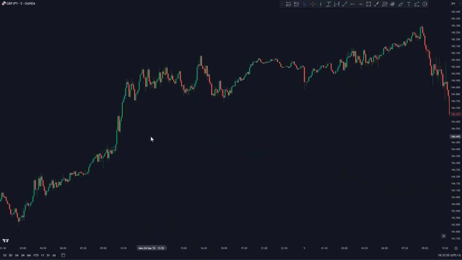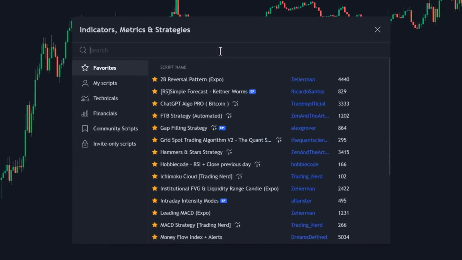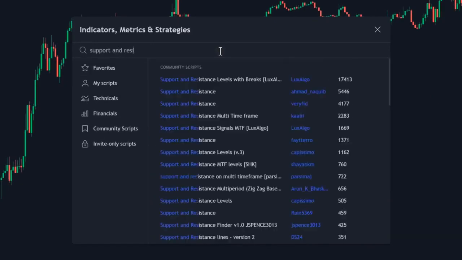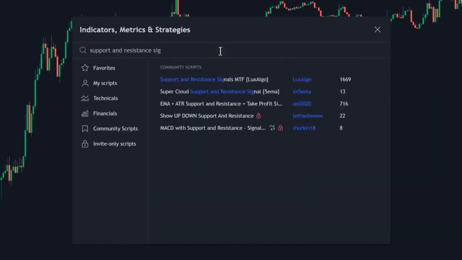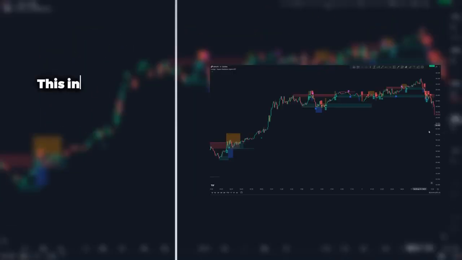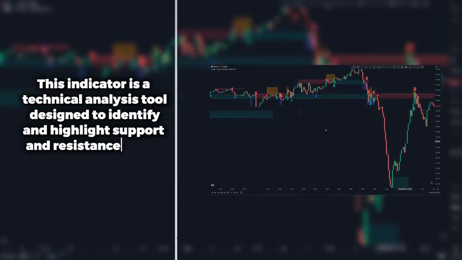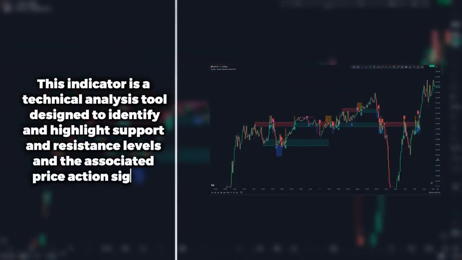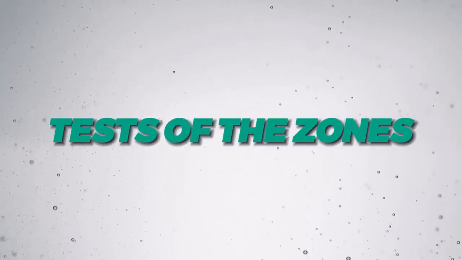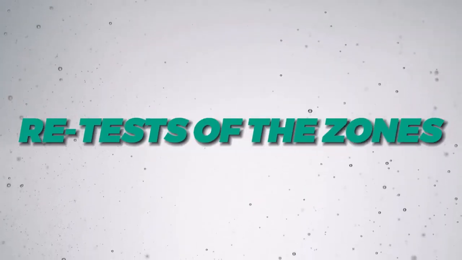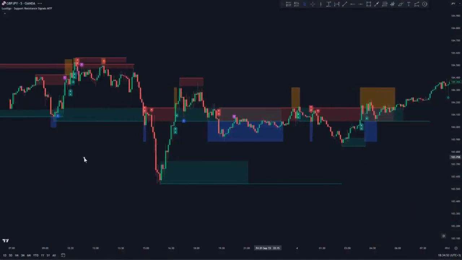Then open the indicator search tab and type in support and resistance signals MTF. Be sure to select this one by Lux Algo. Now, this indicator is a technical analysis tool designed to identify and highlight the support and resistance levels and the associated price action signals, such as breakouts, tests of the zones, retests of the zones, and rejections. Now, let's break down its key features and functionalities.